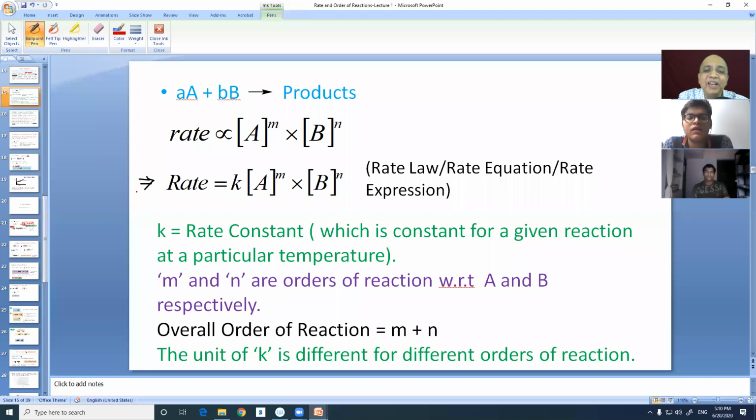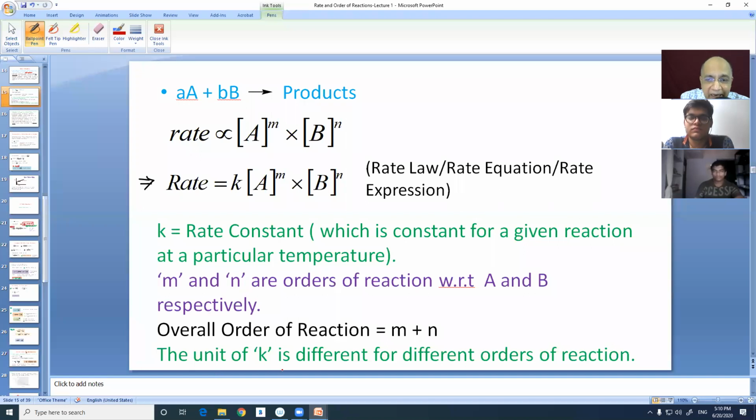This is called the rate law, or the rate equation, or rate expression. k is called the rate constant, which is a constant for a given reaction at a particular temperature. M and N are called the orders of reaction with respect to A and B respectively. That means the order of reaction is M with respect to A and N with respect to B, and the overall order of the reaction is M plus N, right?